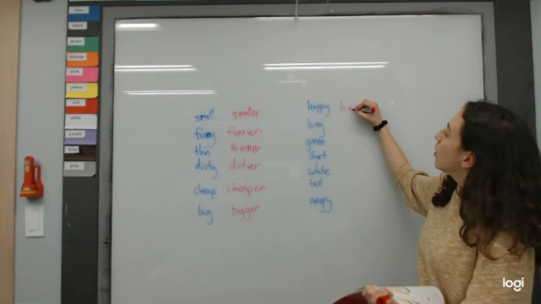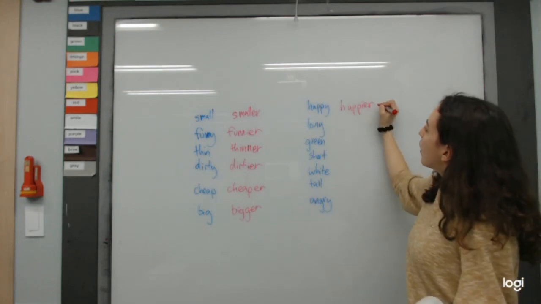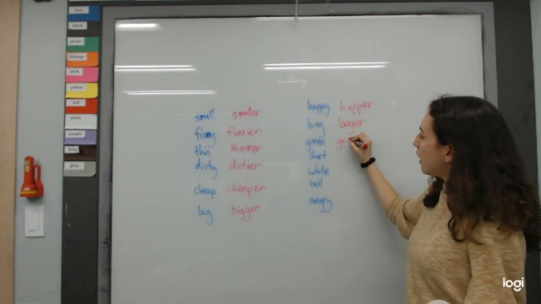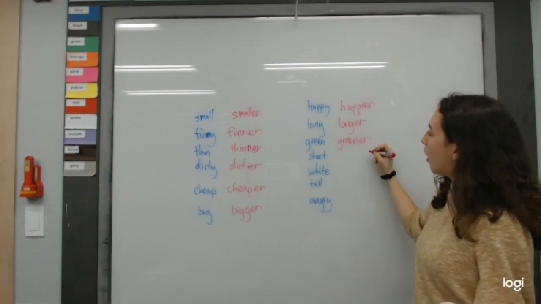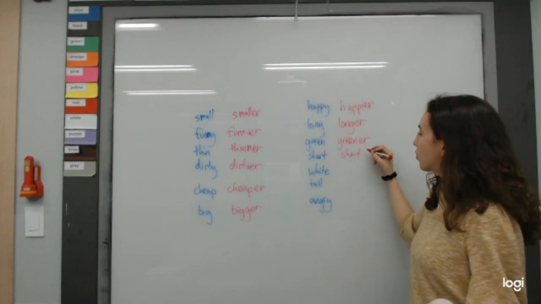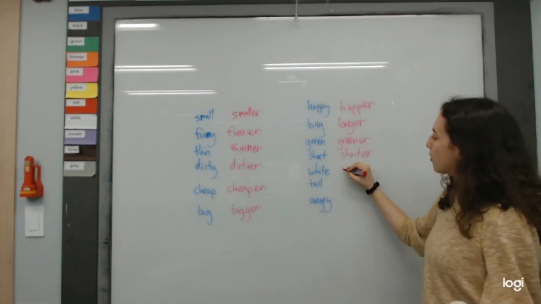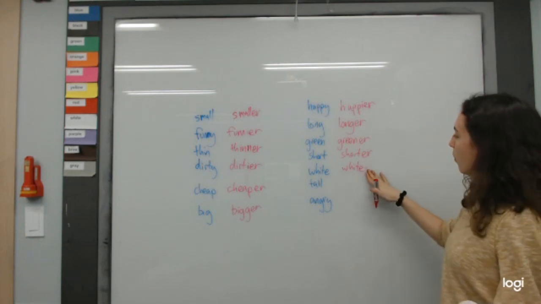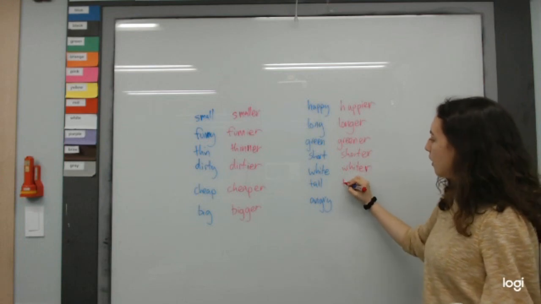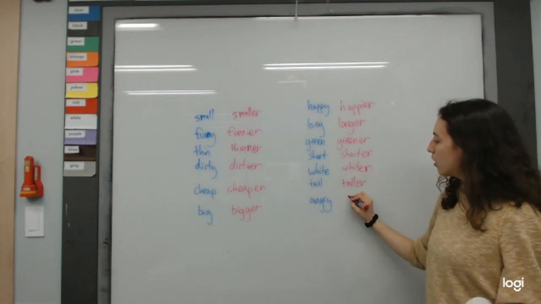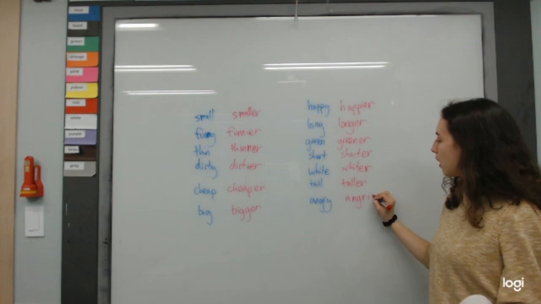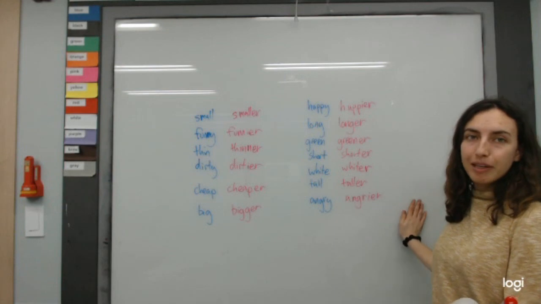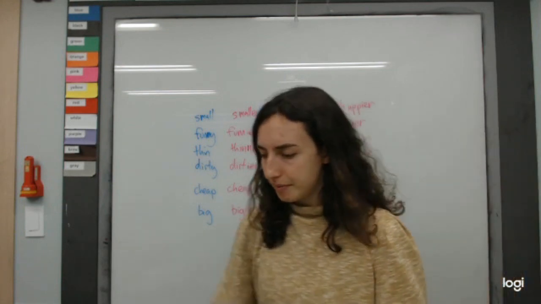Happy becomes I-E-R. Long is a short word, so just E-R. Green, also short, so we say E-R. And short is a short word, E-R. Last one, white. We don't do E-R, we just do R. And tall is a short word, taller. Angry, with a spelling change, angrier. Okay? So please fix your answers in your book, and then let's do the last part.